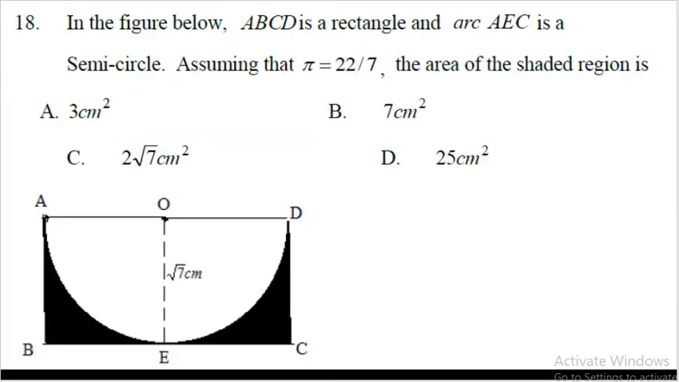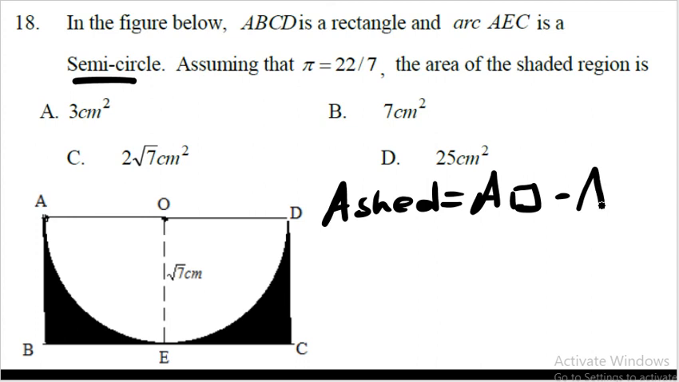Okay, next question, number 18. It says in the figure below, ABCD is a rectangle, the larger one that you see here, and arc AEC is a semicircle. Assuming pi is 22/7, find the area of the shaded region. As you see from the figure, the area of the shaded region is the area of the rectangle minus the area of the semicircle.